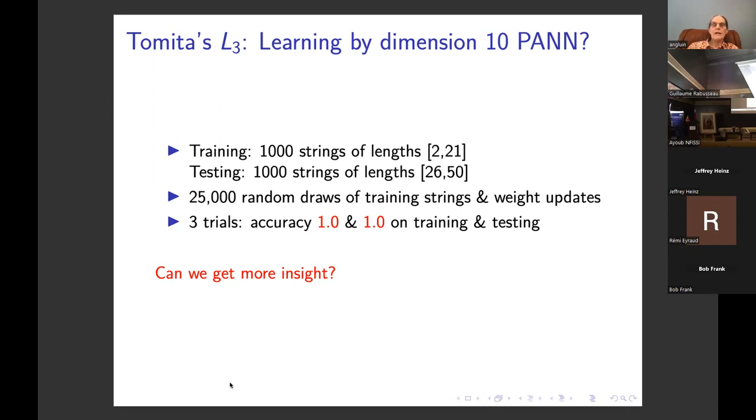The training is, well, I was kind of lazy about the training. You take a random draw from the training set, get one string, compute the loss and do a weight update. And you do that, in this case, 25,000 times, taking random training strings at each point. In 3 trials of this, when I tried it, the training accuracy and the testing accuracy both came out at 100%. Well, that doesn't really tell us much.